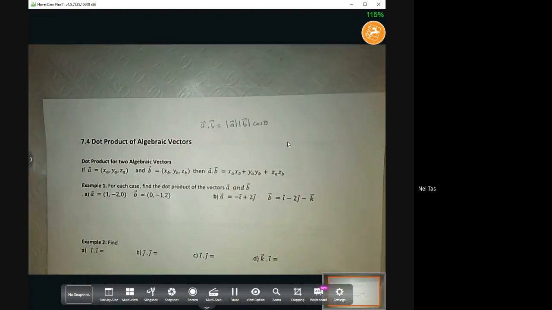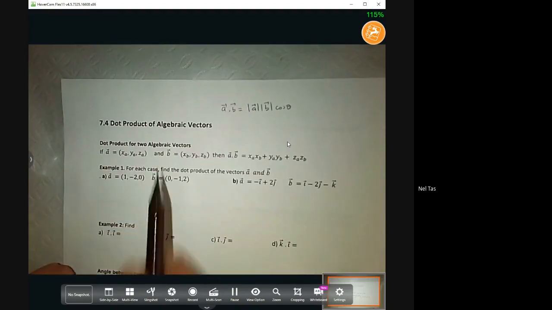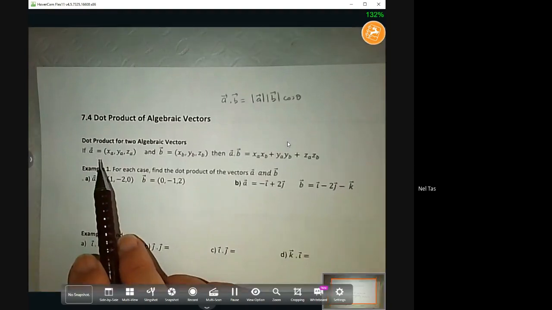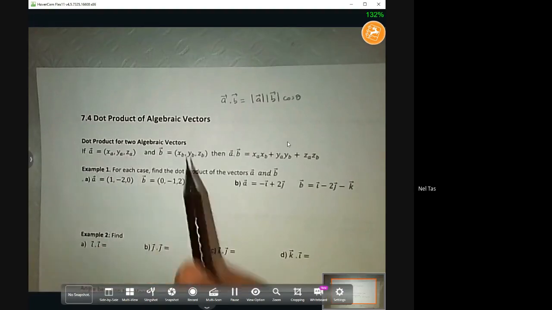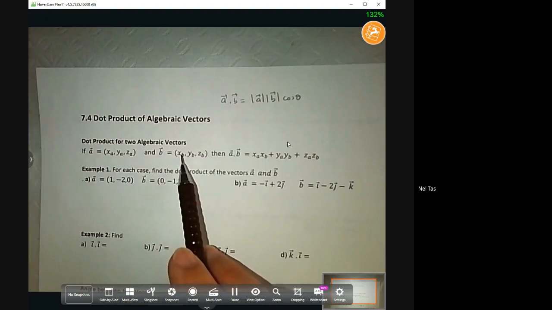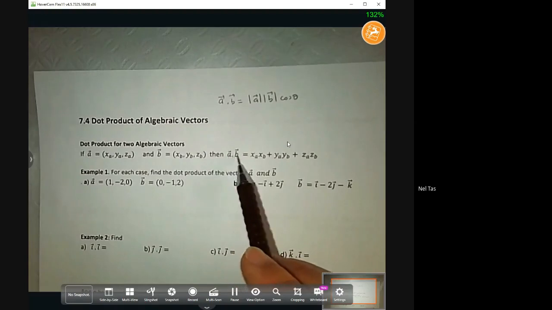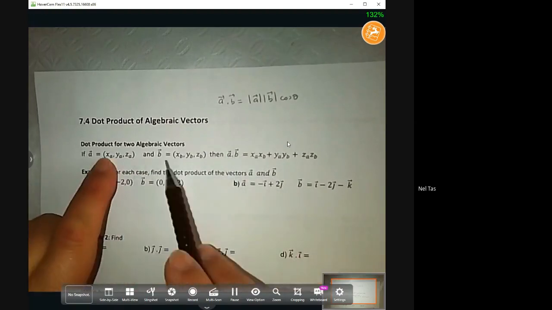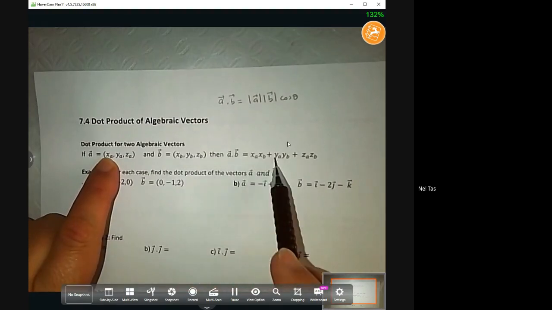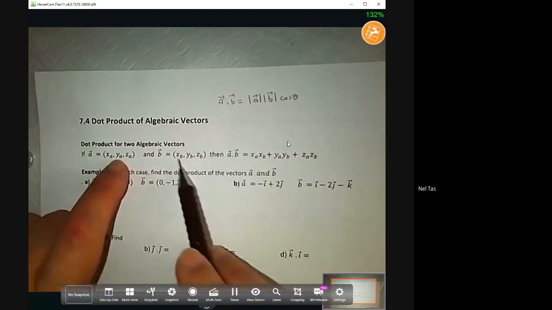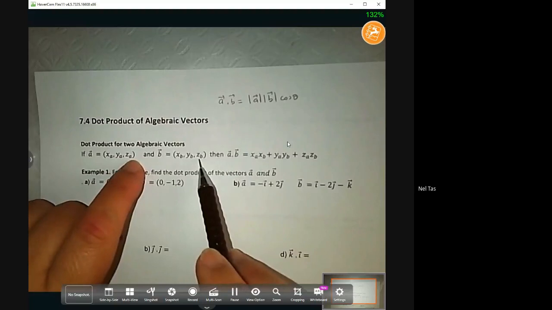So how do we do it with algebraic vectors if we have coordinates? So how do we do the dot product? This is how it goes. Let's say you have a vector A, coordinates xa, ya, za, and we have a vector B, coordinates xb, yb, zb. So when you do the dot product A dot B, you multiply the x coordinates of those two vectors, xa and xb, and then plus you multiply y coordinates, ya and yb, plus you multiply the z coordinates.